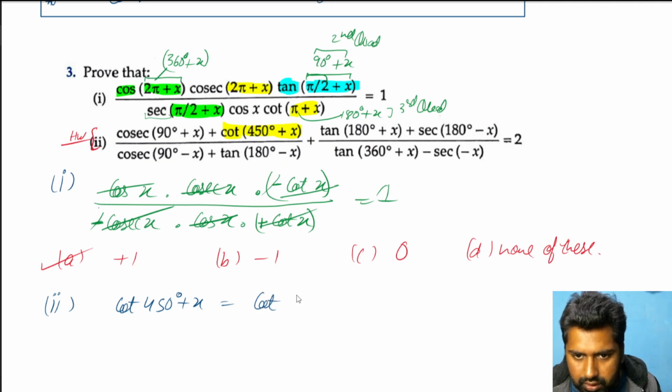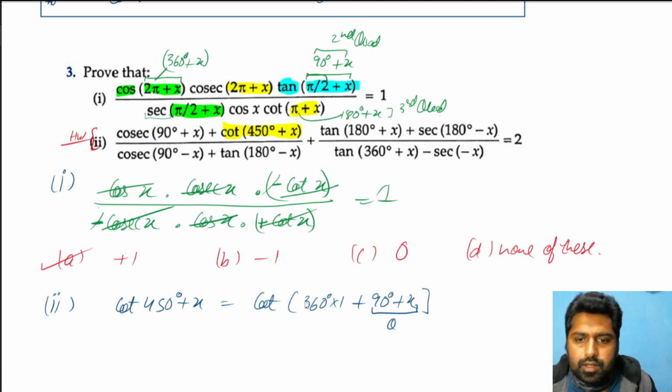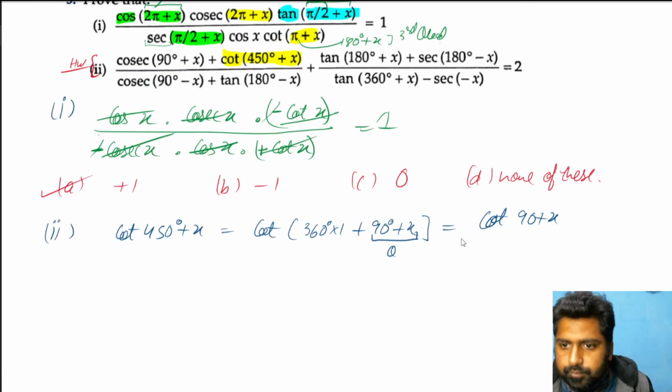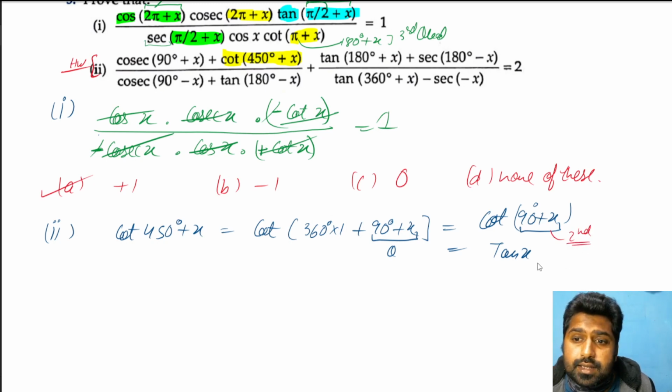I can rewrite this as cot 360 degree into 1 plus 90 degree plus x. Consider this to be your theta. Now 360 is involved, rotation. What is the effect? Nothing, same. That means cot 90 plus x. Okay. Now use this 90 plus. So first of all 90 is involved, so change. Cot will become tan. Now decide positive, negative. This is which quadrant? 90 plus is in second quadrant. In second quadrant, tan is negative. So cot will also be negative. So minus tan x. Okay.